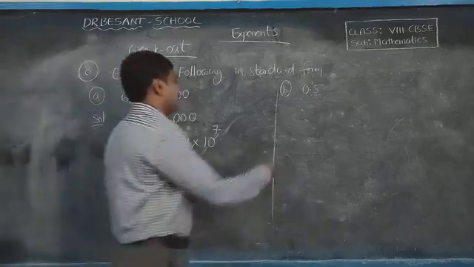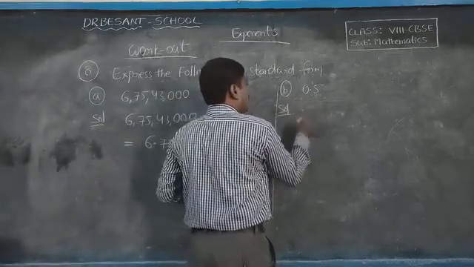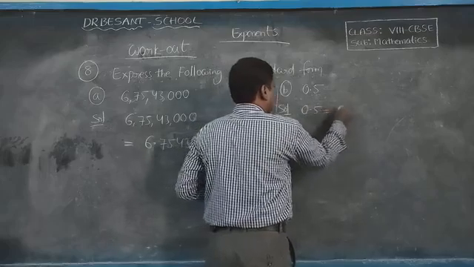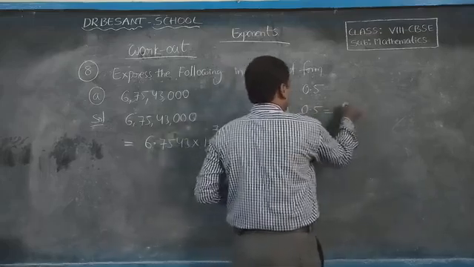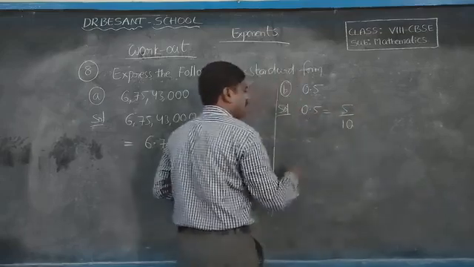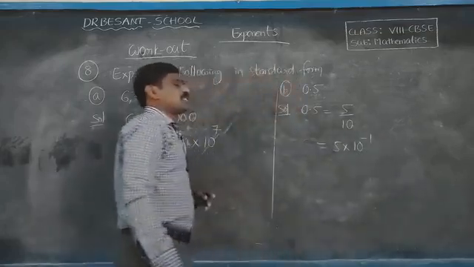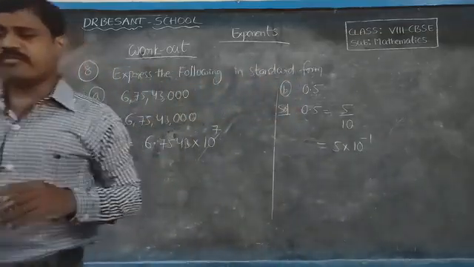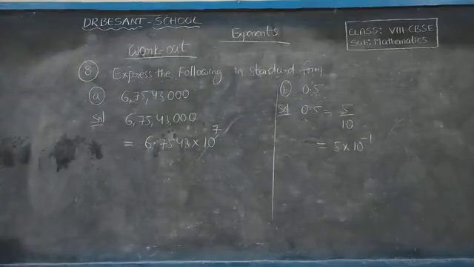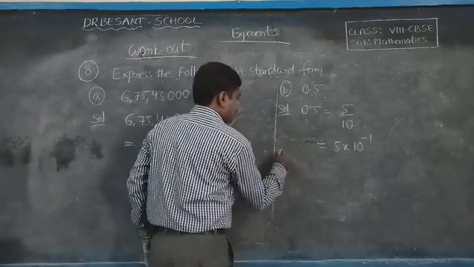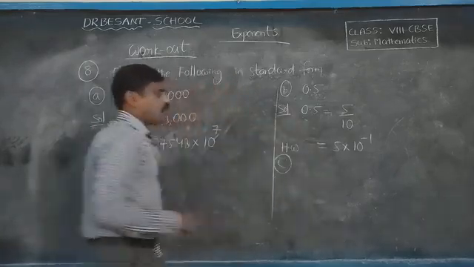Okay. This one, 0.5 is equal to 5 by 10. That is equal to 5 into 10 to the power of minus 1. Simply we can write 5 into 10 to the power of minus 1. Okay, this is problem B solution. In the same way, problem C you can do as homework. Okay children, this is homework. Now problem D I will explain.